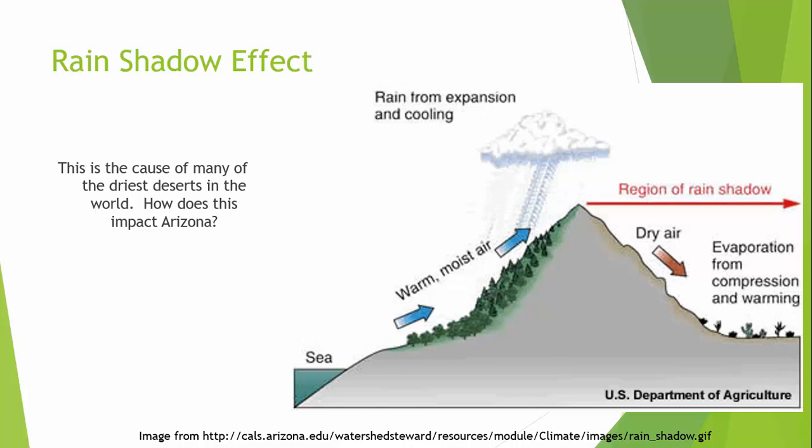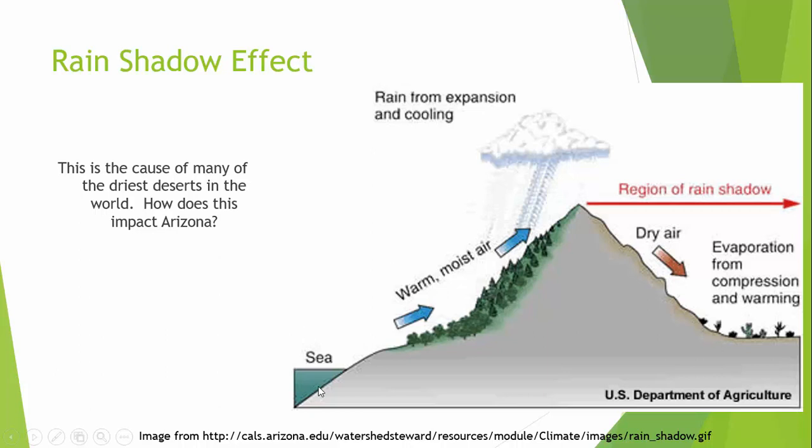So we can see in this image here, the rain shadow effect is important because it causes many of the driest deserts in the world, including the deserts in Nevada, Arizona, and even in California, that Death Valley area. Those are all caused by a rain shadow effect. So here's an image of what's happening.